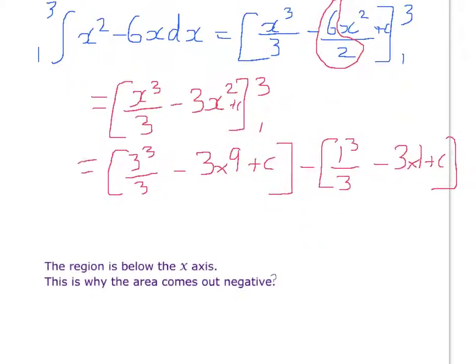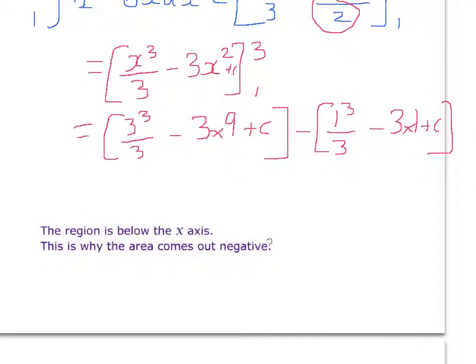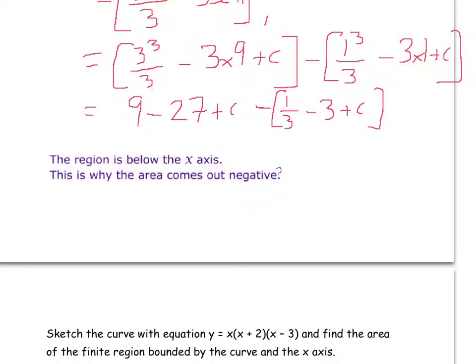So tidy up each part here. That's going to become 27 over 3. 27 over 3 is going to be 9, because 3 cubed is 27, divided by 3 is 9. 3 times 9 is 27, plus c, minus 1 cubed over 3, which is a third, minus 3 times 1 is minus 3, plus c. So if we finish this off, we're going to end up with the following.